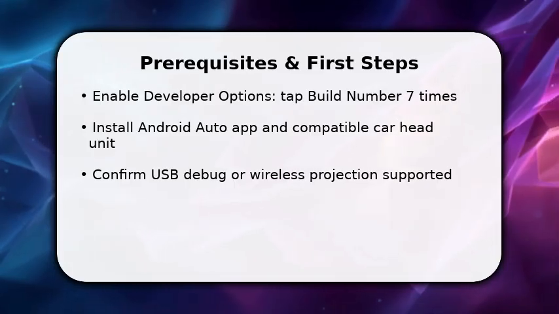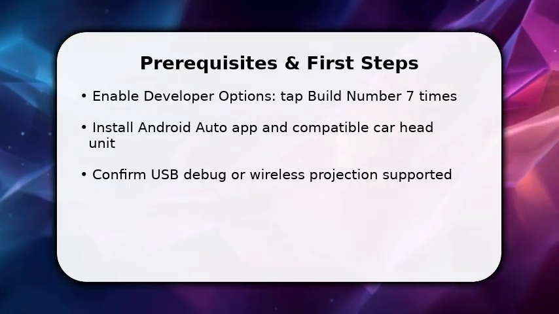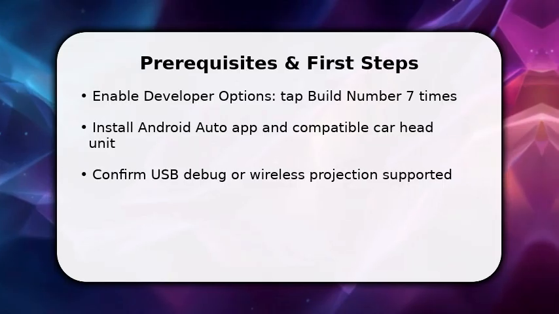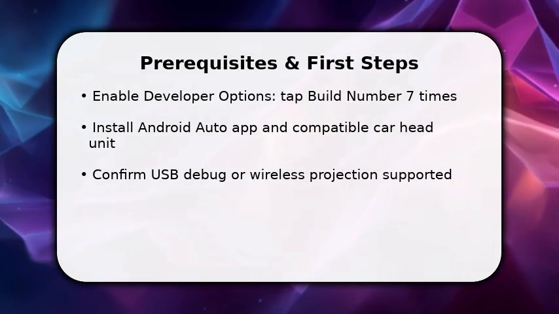You start by confirming the essentials: Android Auto app installed and your phone updated. Once done, enable developer options and set USB mode to file transfer. This allows the car and phone to negotiate.